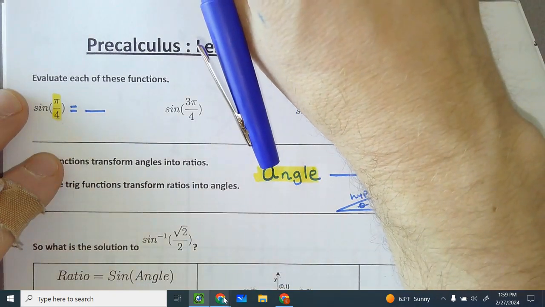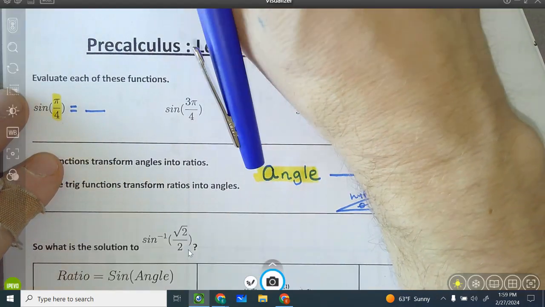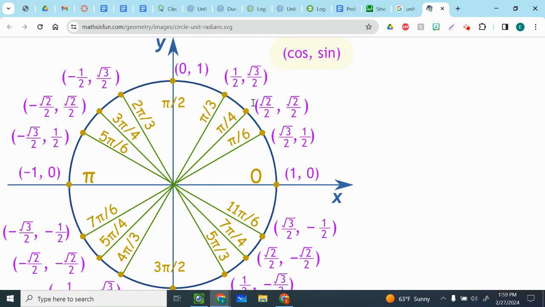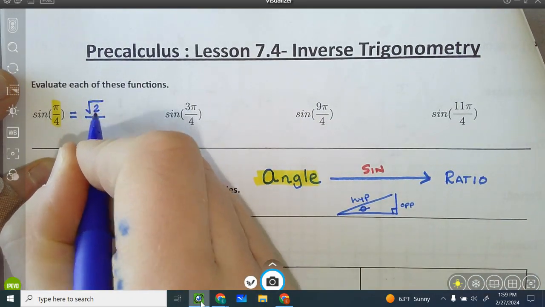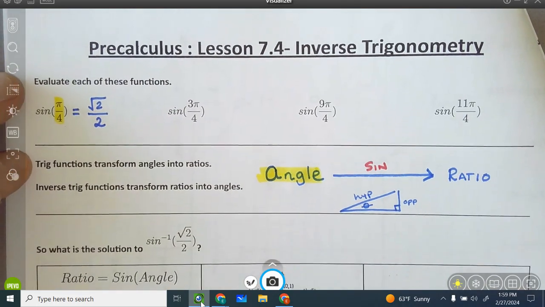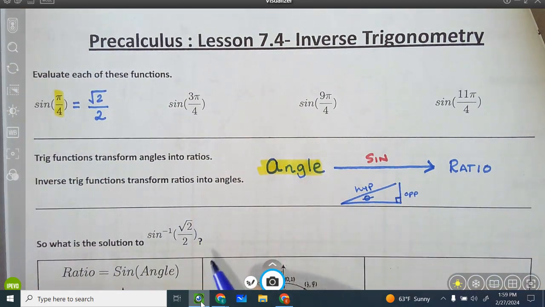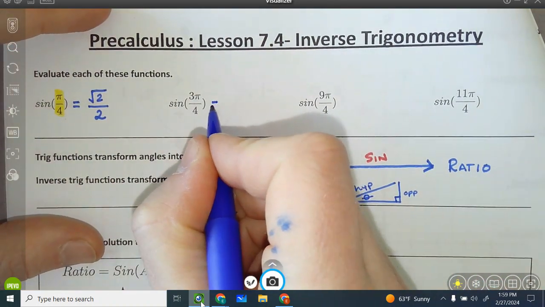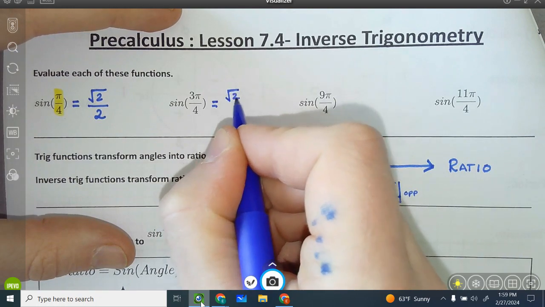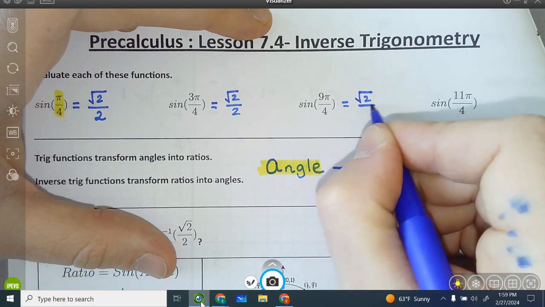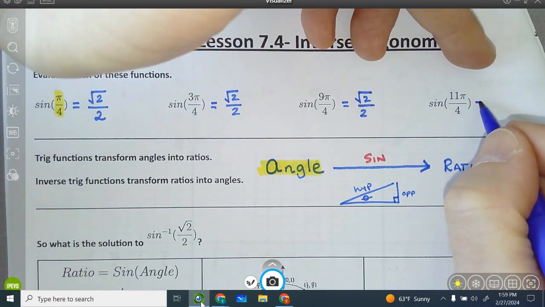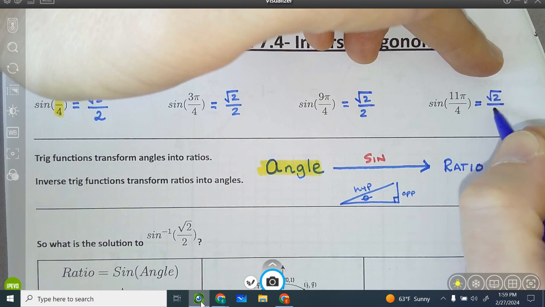And of course, you could grab the unit circle, which I've got one right here. And at pi over 4, the y value is roots of 2 over 2. So we know that this is roots of 2 over 2. Now, one of the funny things about angles is that lots of angles can have the same ratio. So for instance, the sine of 3 pi over 4 is also roots of 2 over 2. And the sine of 9 pi over 4 is roots of 2 over 2. And the sine of 11 pi over 4 is roots of 2 over 2.